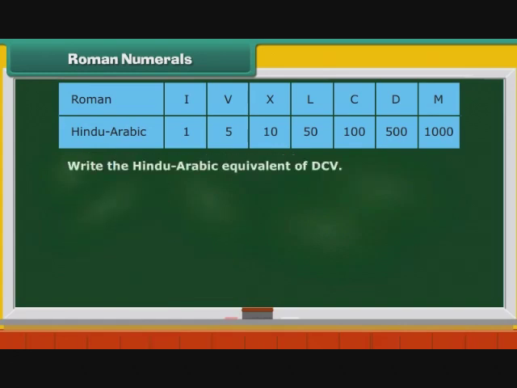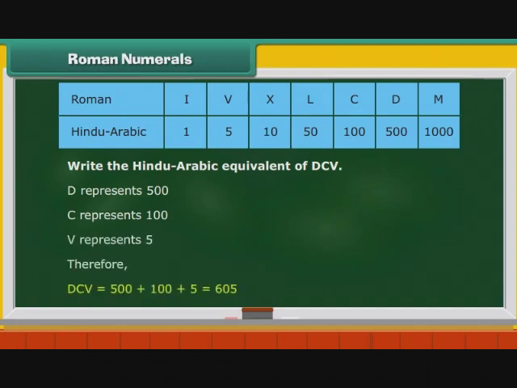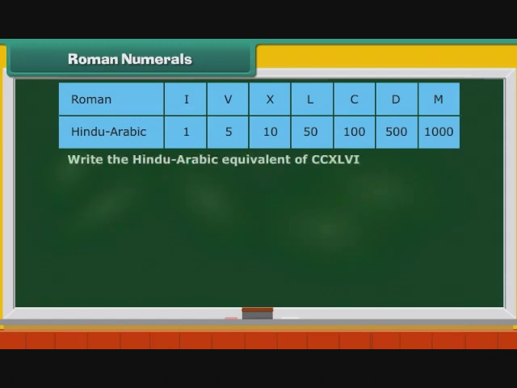We now convert Roman numerals into Hindu-Arabic numerals. Write the Hindu-Arabic equivalent of DCV. D represents 500, C represents 100, V represents 5. Therefore, DCV is equal to 500 plus 100 plus 5 is equal to 605.